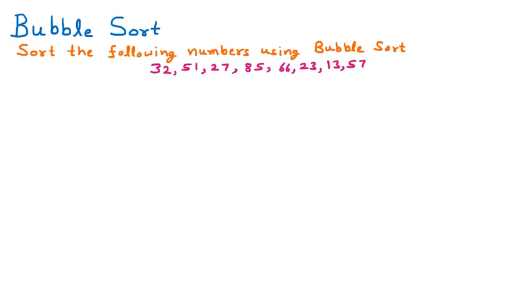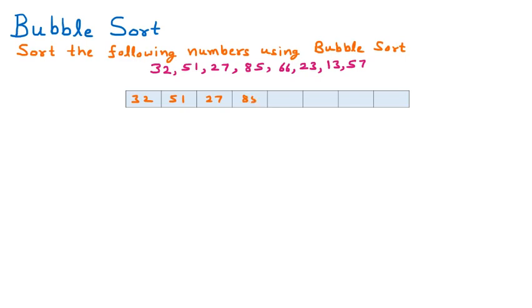First of all, we are taking these numbers into an array. So here we are putting all the numbers: 32, 51, 27, 85, 66, 23, 13 and 57. These are the numbers we have taken. Bubble sort works in passes, or we can say phases: phase 1, 2, 3, 4. First of all, we are going with pass 1.